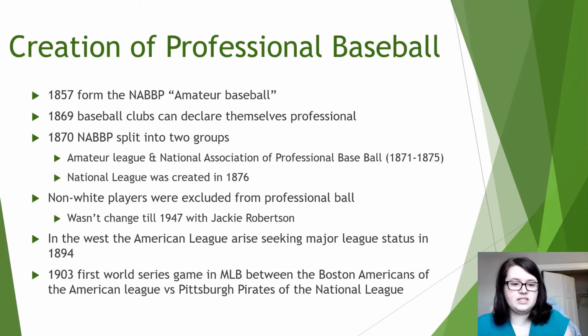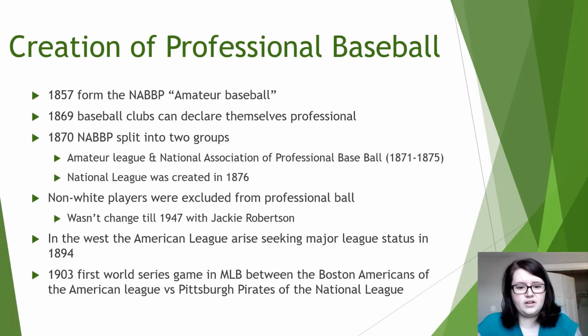In 1870, the NABBP split into two groups, the Amateur League and the National Association of Professional Base Ball Players. And that name only lasted to 75, because in 76, the National League was created. The people in charge of baseball for these groups also decided that non-white players were excluded from the professional game, and this didn't change till 1947 with Jackie Robinson.